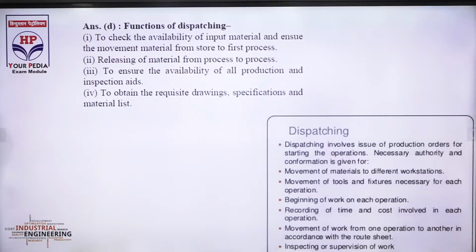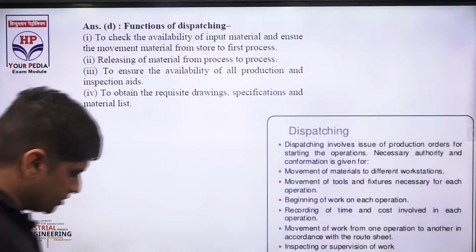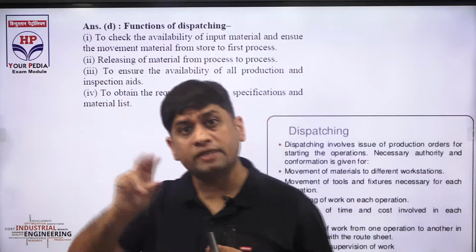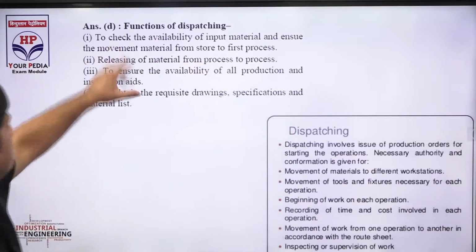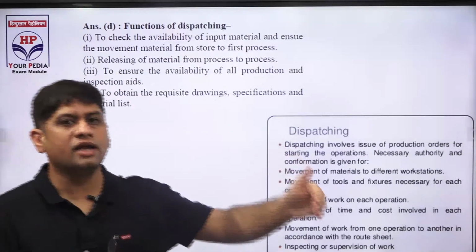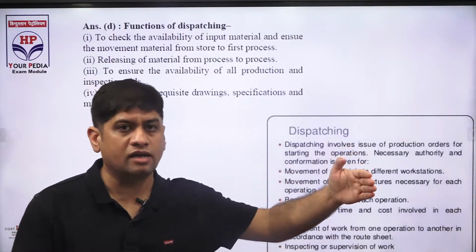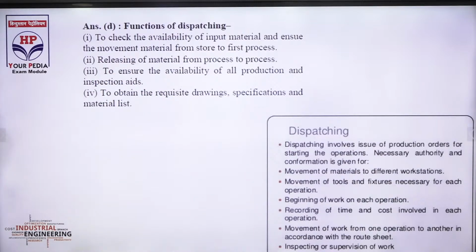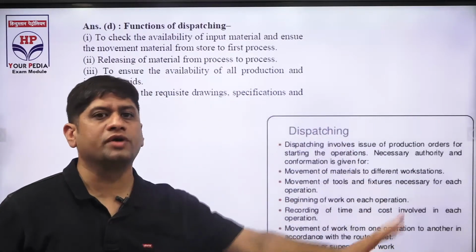What is the function of dispatching? I told you, dispatching is a controlling system. In production planning and control, routing and scheduling come under planning. Dispatching comes under control. Dispatching checks the availability of input material and ensures the movement of material from store to the first process. Dispatching means, okay, I want to produce this, so issue the material to the department, release the material for production. Then from one process to another process, again issuing it.